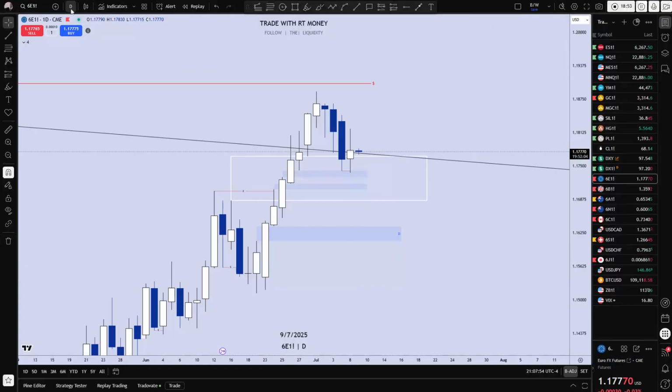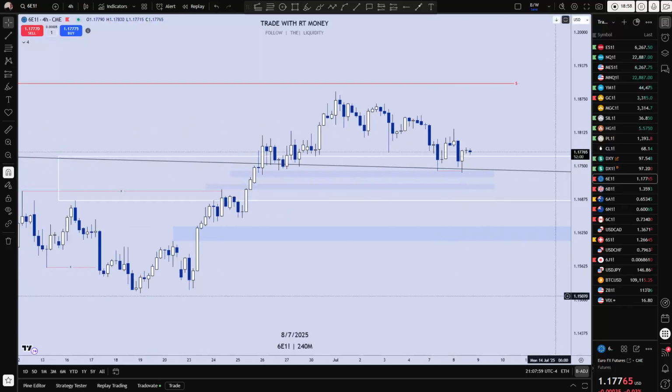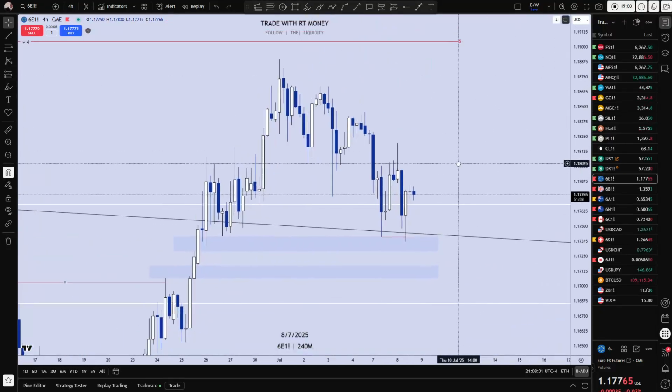You know what I mean? If there's a hint on the 4-hour, that would be awesome. I didn't look. All right. You can see it dancing on the daily fair value gap, and there's another one right below it.